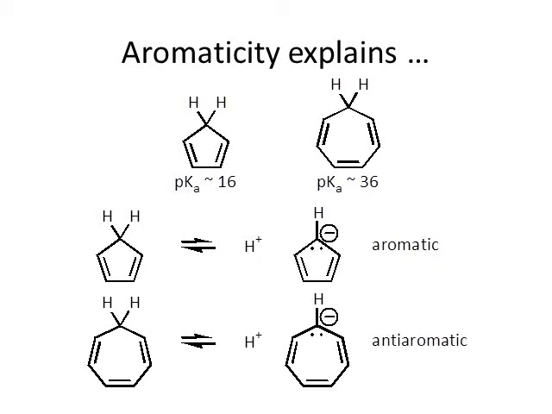And so in the top case, deprotonating cyclopentadiene leads to something that's particularly stable. Deprotonating cycloheptatriene leads to something that's particularly unstable. And that's the source of the fact that this is so much more acidic than this. That is 10 to the 20th power times more acidic, easier to remove a proton than this one.